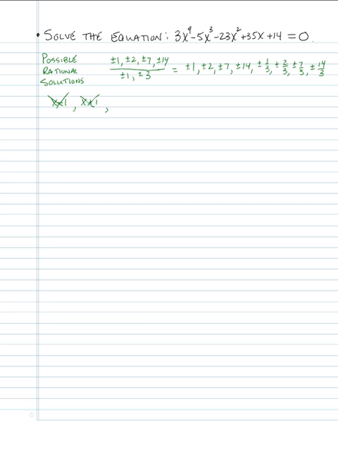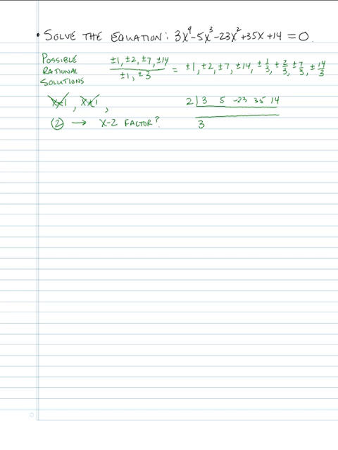So now I'm looking at this number 2 in the list. Well, what would a factor be if 2 is a solution? It would be x minus 2. So I'm going to check to see whether this is a factor or not, and I'm going to use synthetic division. When I use synthetic division to check whether it's a factor, my synthetic divisor is the 2, isn't it? And my coefficients are 3, negative 5, negative 23, positive 35, positive 14.